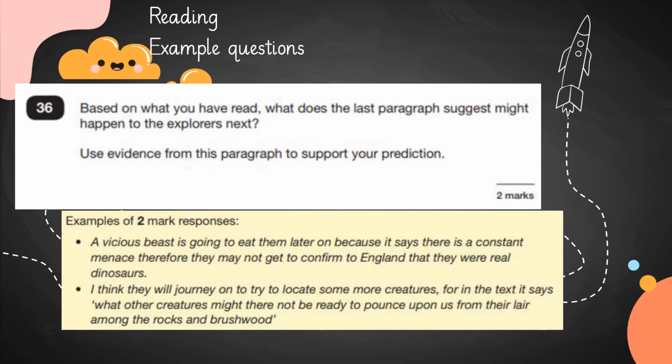This is the style of question the children may be given. Based on what you have read, what does the last paragraph suggest might happen to the explorers next? Use evidence from this paragraph to support your prediction. Children will be expected to use their understanding of PEEL, point, evidence, explain, language, in order to gather 2 marks for this question. They'll need to expand on their response.